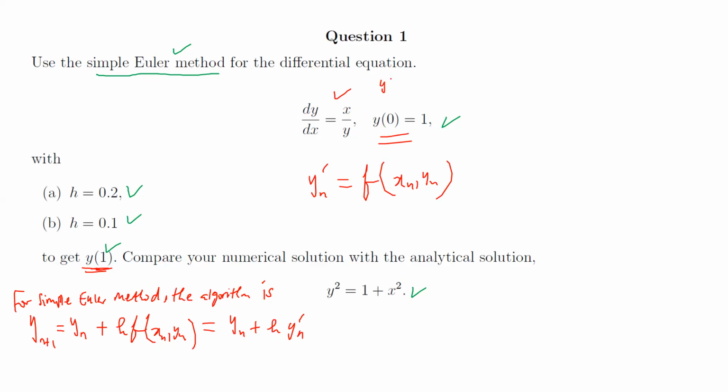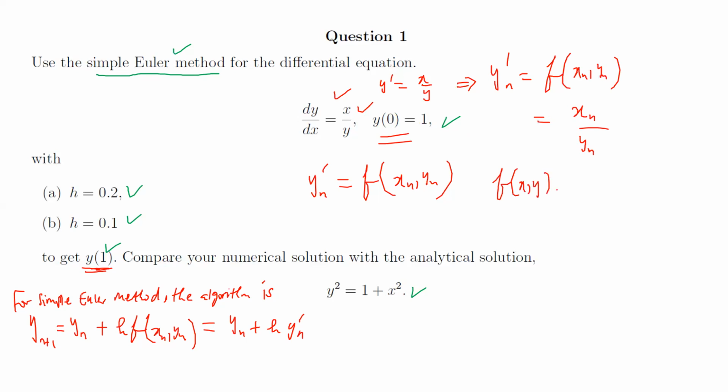Obviously, we can see here that y primed is x over y. So with this notation, we're able to see, therefore, that if we have y primed at n, it's f of xn, yn. What is f of xn, yn? Okay, if this thing here is that, so it's xn over yn. What is the meaning of all this? Obviously, we note that f of x, y is actually like that.